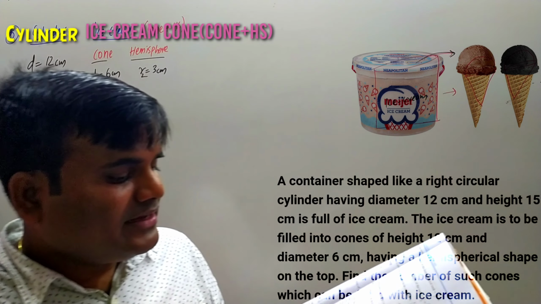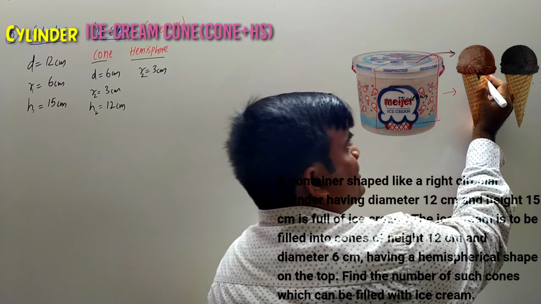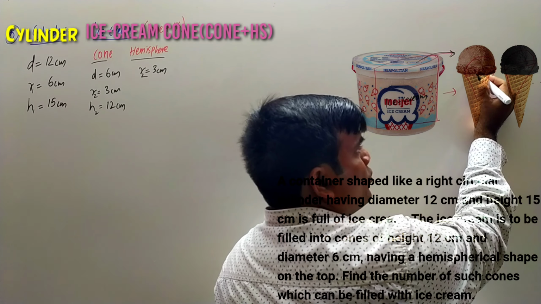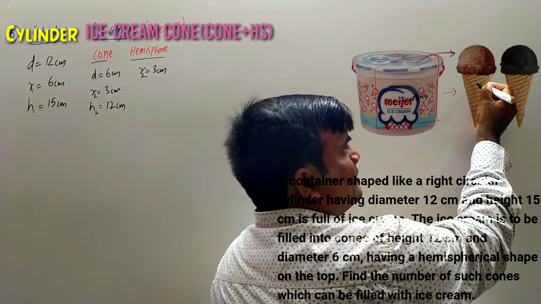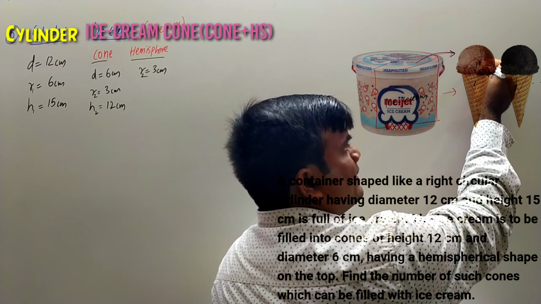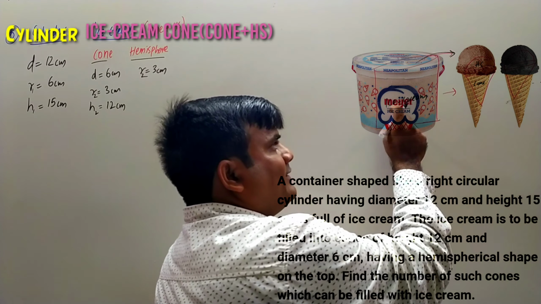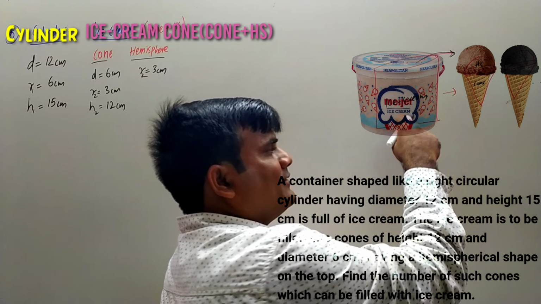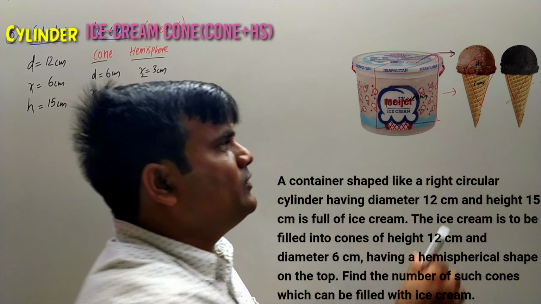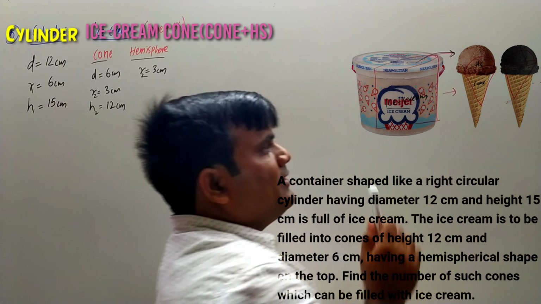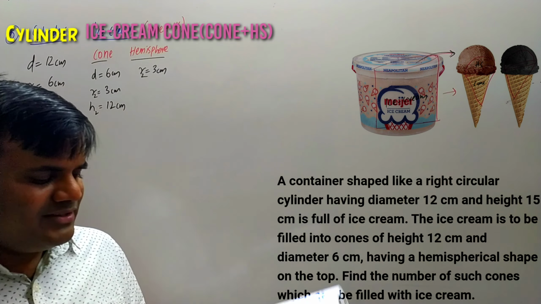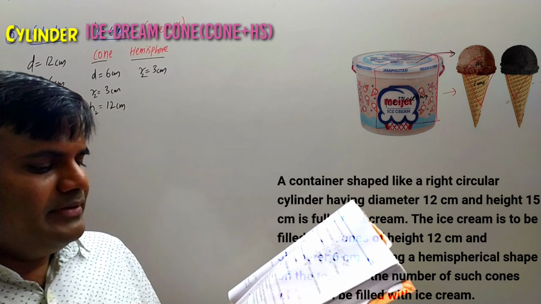Having the hemispherical shape on the top. So ice cream shape is like this. This cone shape is like this. Cone plus hemisphere. This one is cone. This one is hemisphere. So this ice cream, this cylindrical container ice cream, they are shifting into cones. So the shape of the final ice cream is like that. Cone plus hemispherical shape. Top is a hemisphere.